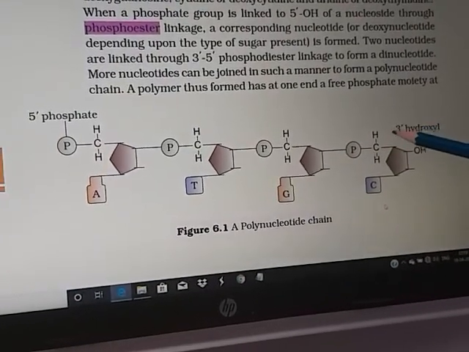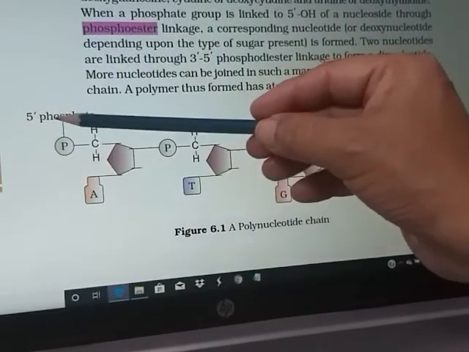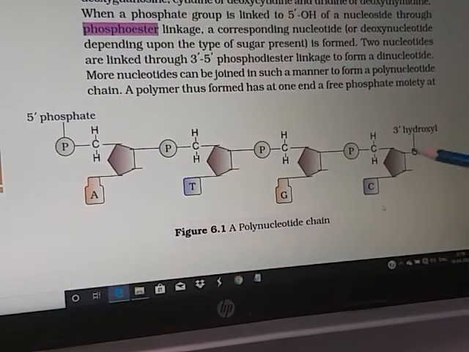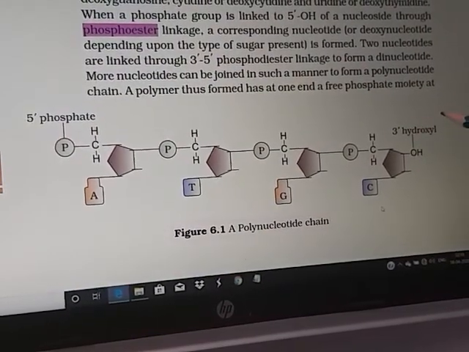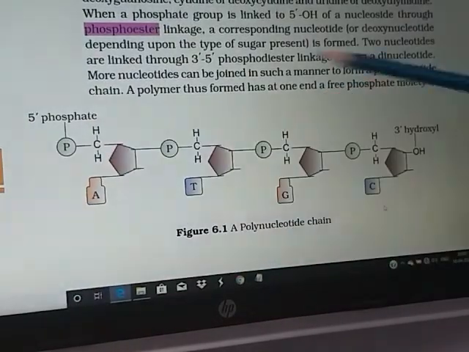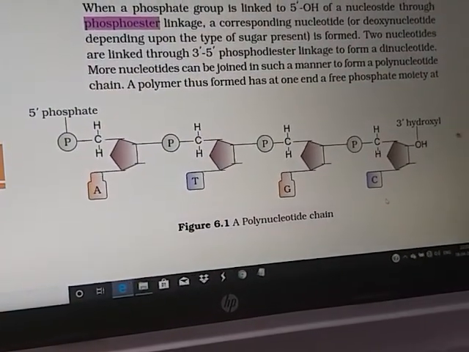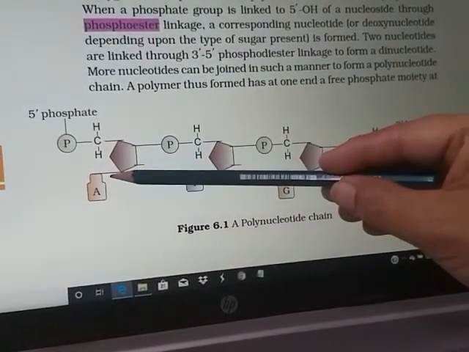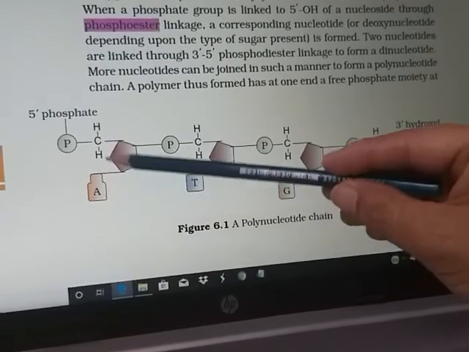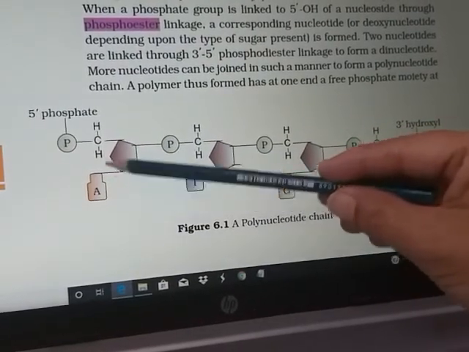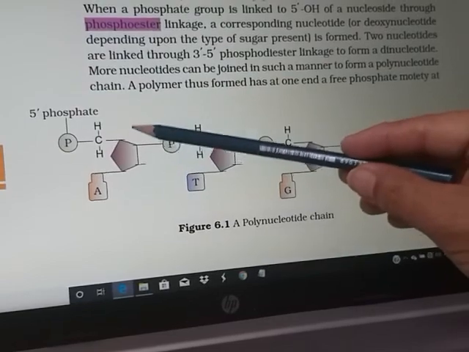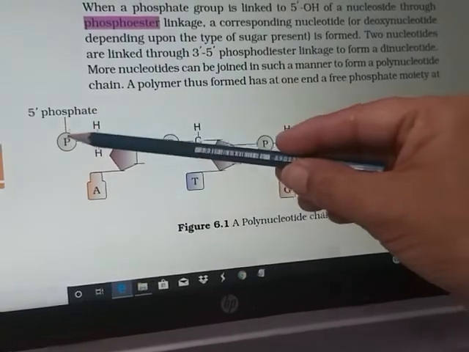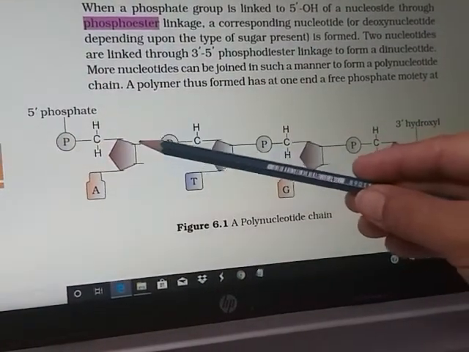In this chain, this is the phosphate end, the 5' end with the phosphate group, and this is the 3' end with the hydroxyl group. Every chain has a 5' end and a 3' end. And now, how are these molecules linked? The nitrogen base, A is for adenine, is linked to the sugar with the help of a glycosidic bond, and the sugar is linked with the phosphate with the help of an ester bond.